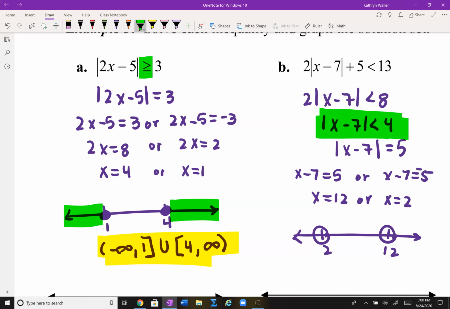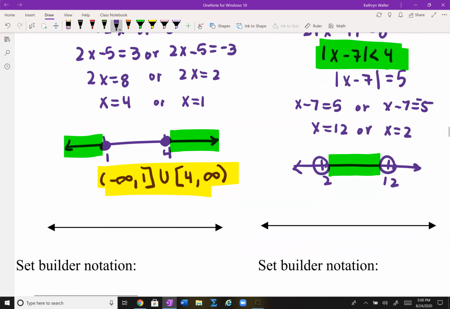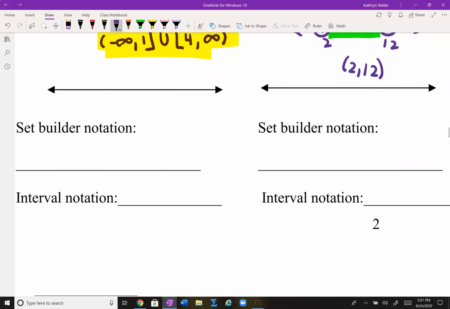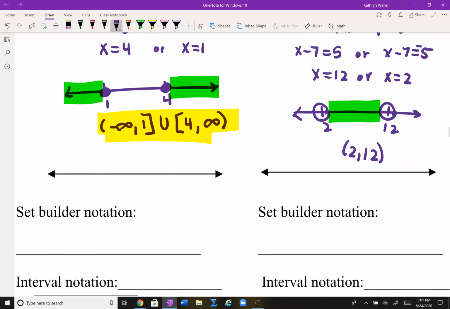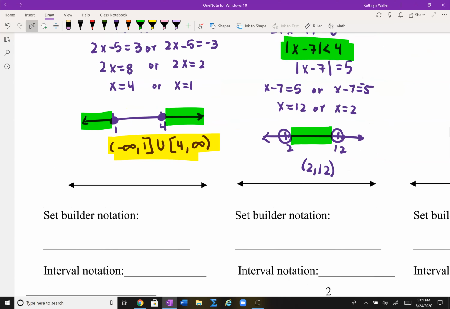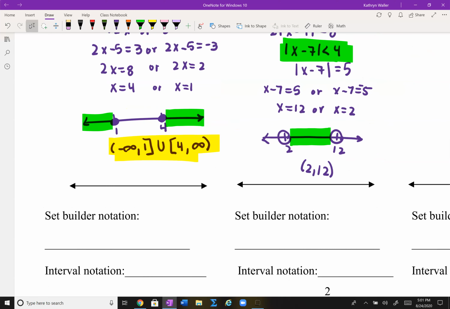So less than 4 means close. So it looks like that. So in interval form, it would be 2 with a parenthesis to 12 with a parenthesis. Okay, so that's interval form. On each of those, I was supposed to write it as set builder notation as well.